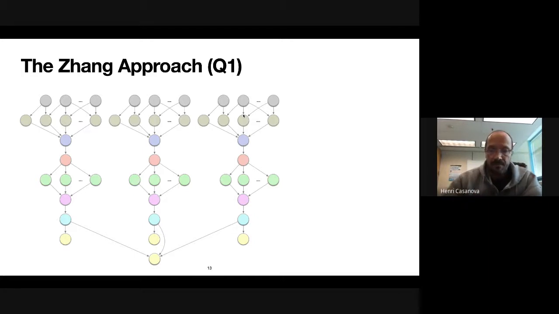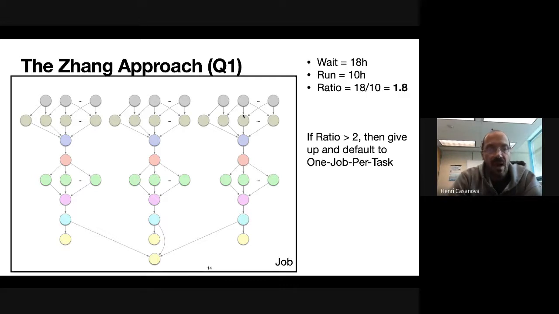So here is the workflow, and Zhang just said, what if I submit the whole thing as a job, right? So this rectangle is the job. And then I ask the batch scheduler, what would be my wait time? And in this example, which is completely made up, the batch scheduler says 18 hours. And then how long would I run, asking for some number of nodes? And again, Zhang just asked for the maximum possible number of nodes given the width. And then let's say the runtime of this, the length of the critical path, would be 10 hours. Then I say, well, wait time 18 hours, runtime 10 hours, and I compute the ratio, which is 1.8. Obviously, I want to have a low ratio, right? Very low wait time, very high runtime.